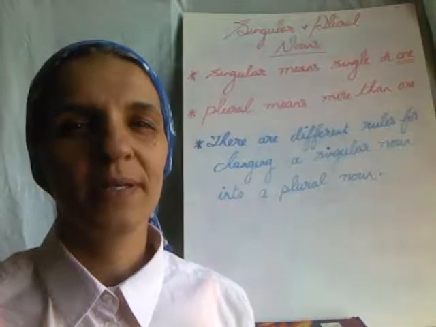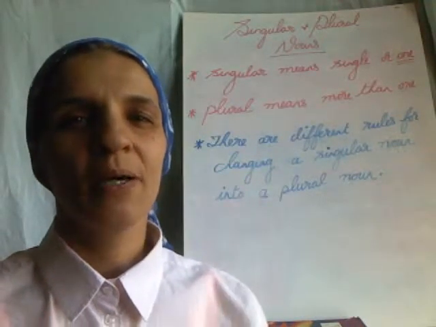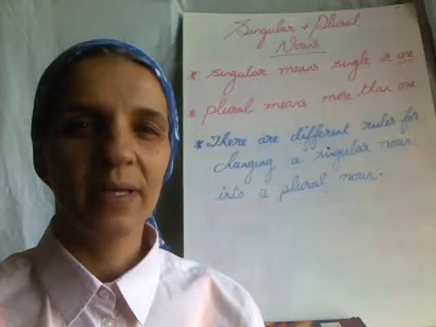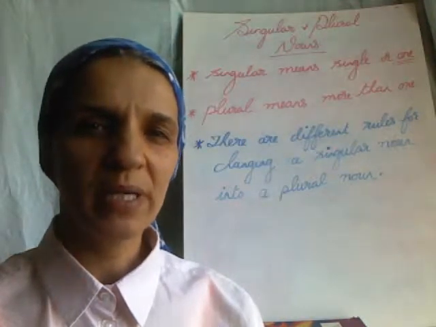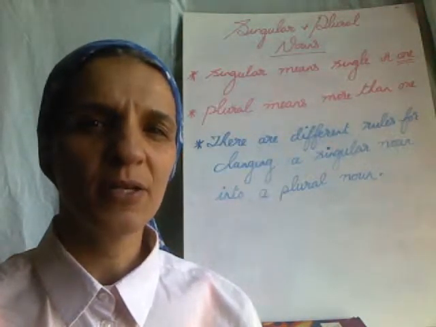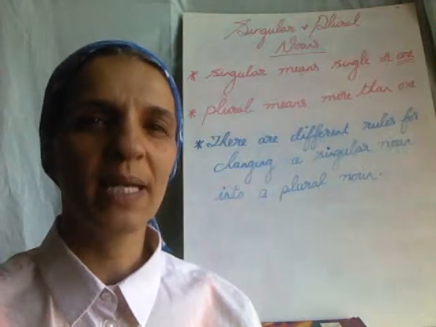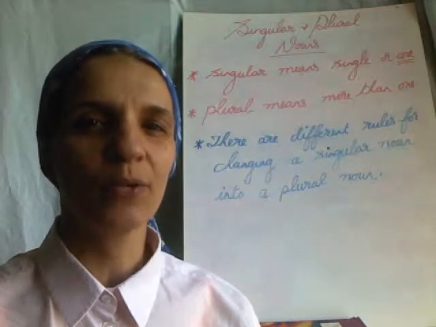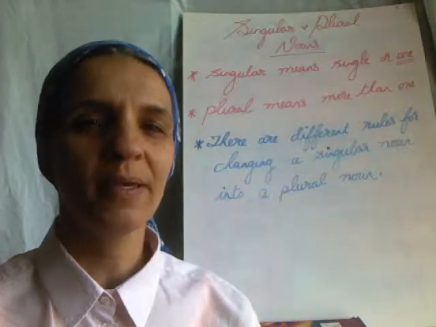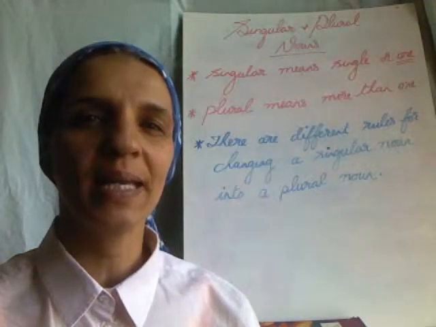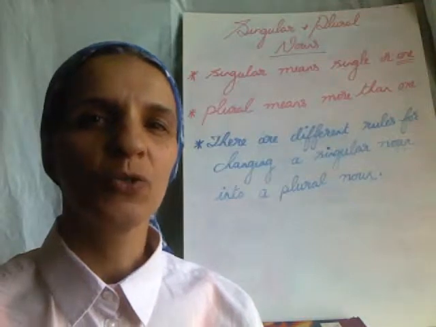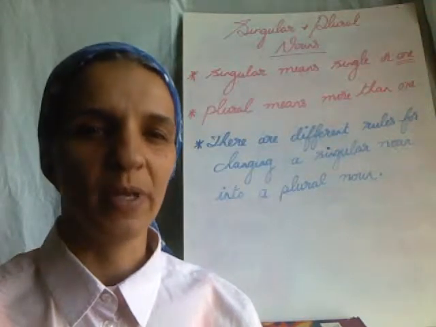Today's lesson is about singular and plural nouns. We studied nouns and we know that they are names, and now we're going to look at singular nouns and plural nouns. A singular noun is when a noun names a single or one thing, and a plural noun is when a noun names two or more than one thing.